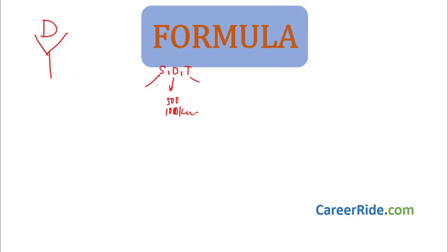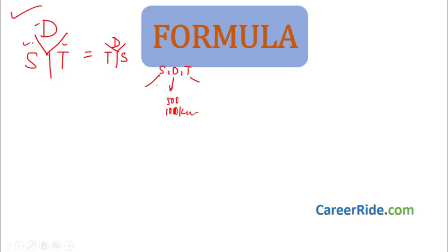Now speed and time can be written anywhere. You can write speed here, time over here, or you can have it even this way, distance here, time here and speed here. Anything is fine, both are same. Let us take this one. So just draw a Y and write distance, speed and time.